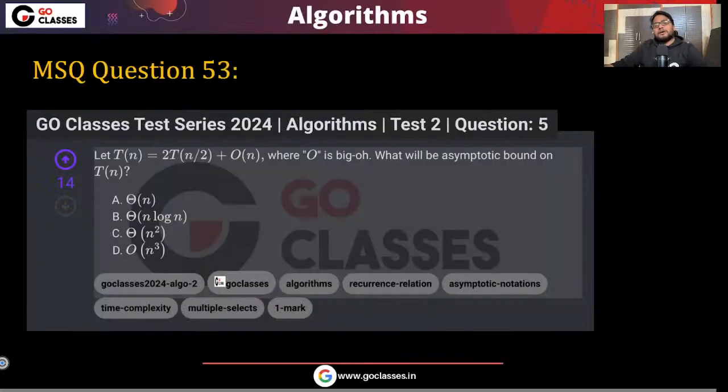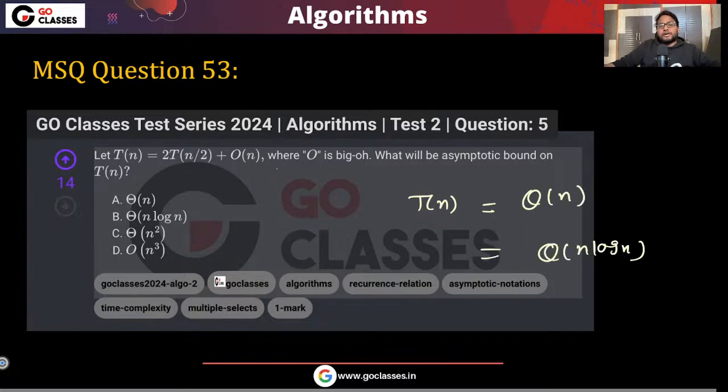So basically, is the answer n? This is an MSQ question. Is the answer n? No. T(n) is not n, right? T(n) is, you have seen, theta of n. It is also n log n, right? It depends on what value you are taking here. So you can say sometimes it is n, sometimes n log n.